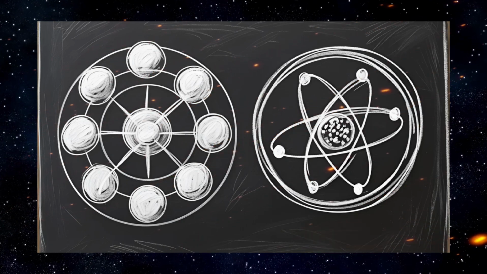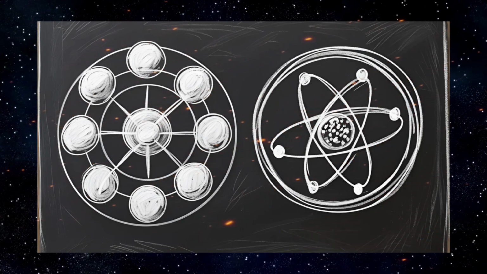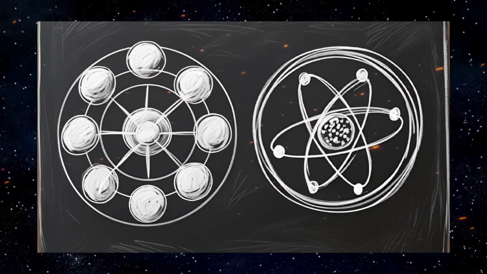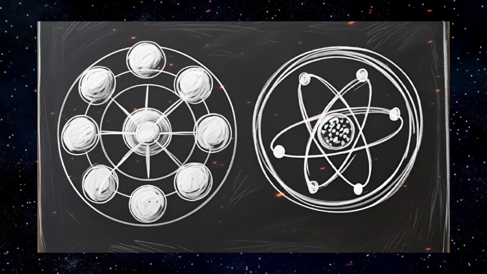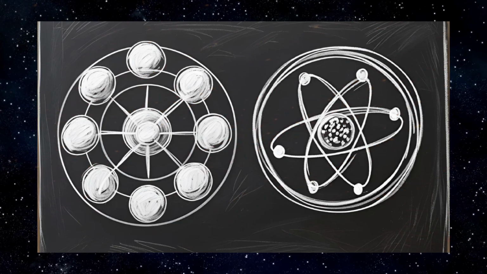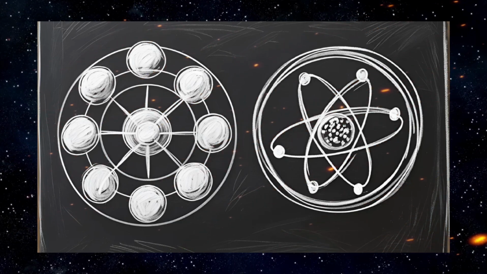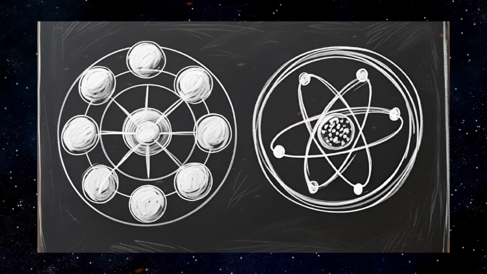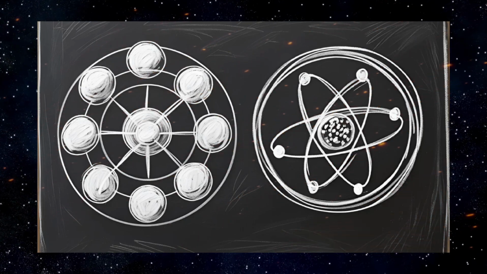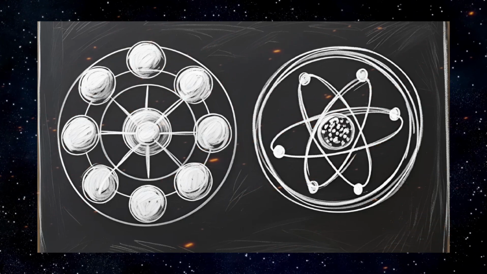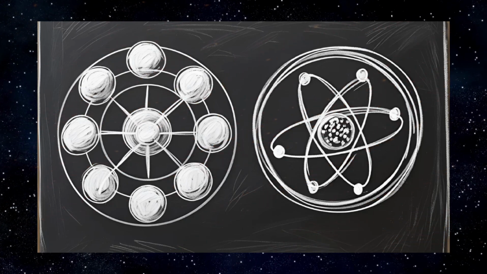The number of neutrons can vary within atoms of the same element. When this happens, we call these variations isotopes. Some isotopes are stable, while others are radioactive, slowly breaking down over time and releasing energy in the process. This variation allows atoms of the same element to behave nearly identically in chemical reactions, even while having slightly different masses.